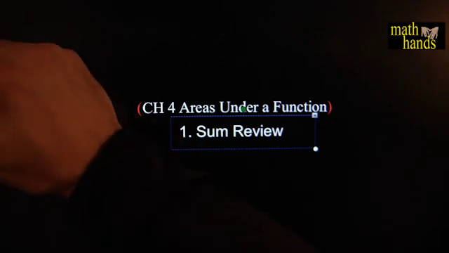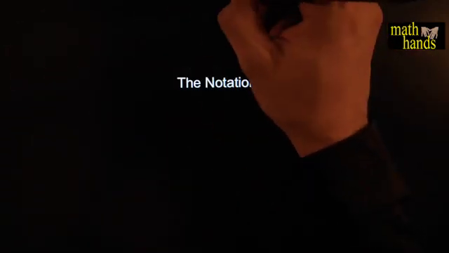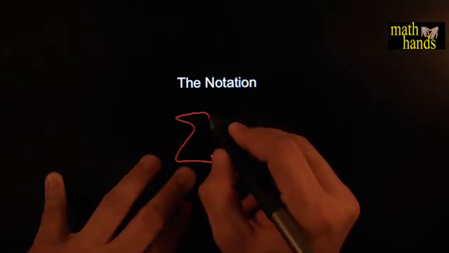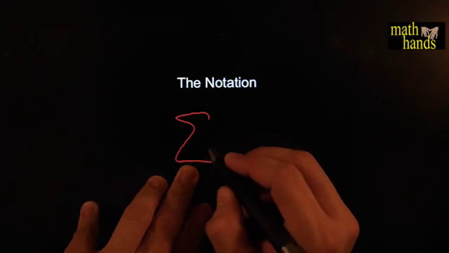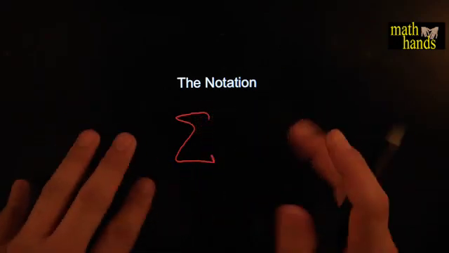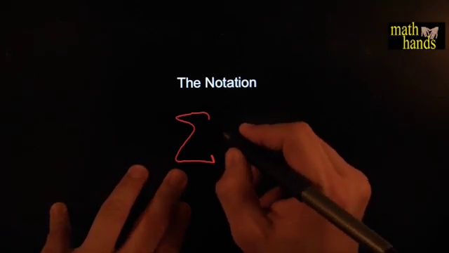Alright, so here's a little review for sums. First thing we want to review is the famous notation. This notation is this sigma, which is a Greek version of capital S for sum. This is standard notation. Everybody knows it, well known. And it goes like this.